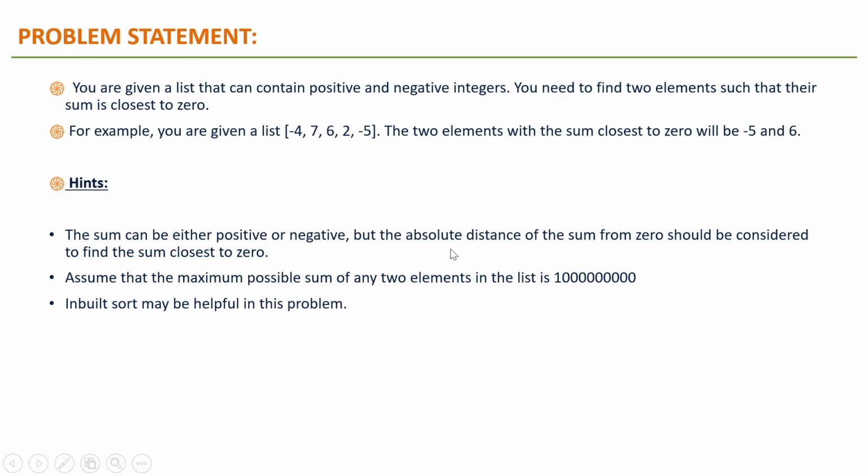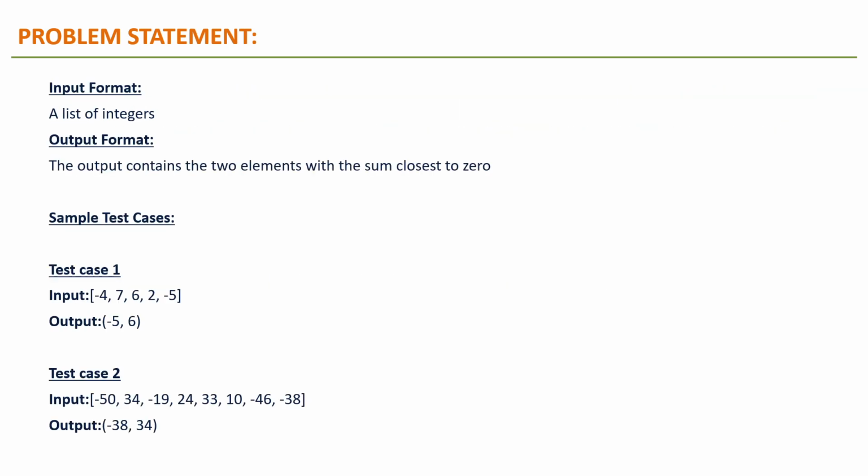Some hints are given, that is, the absolute distance of the sum from 0 should be considered to find the sum closest to 0. Then the maximum possible sum of the elements is given, that is 10 to the power of 9, and we can use a sort function. I'll show you where it can be used. So this is the problem statement, and these are the test cases which were provided for our reference.